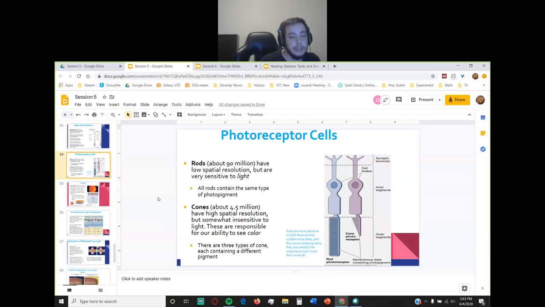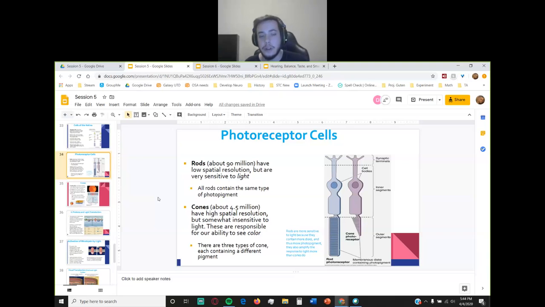So we have a lot more rods than we do cones, but cones will be our very fine detail. Rods will just be our light and our dark, and we won't get very great resolution from that. Especially if you imagine when it's really late at night and you are trying to see in the dark, you can kind of see, but you really can't make out a lot of detail. You can kind of just tell that maybe there's something there. Maybe you can see some darker shadows within the darkness, but you don't really know necessarily what it is.